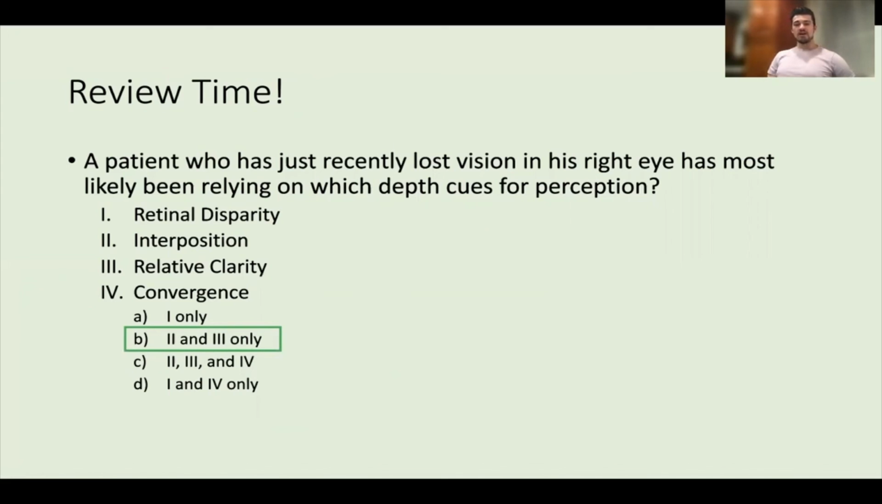One, retinal disparity is a binocular cue. So if a patient loses vision in one of their eyes, they are not going to be able to use binocular cues. They'll have to rely completely on monocular cues for visual perception. So retinal disparity is a binocular cue, and Roman numeral 4, which is convergence, is also a binocular cue. So the only ones that they would be able to use are 2 and 3, interposition or occlusion, and relative clarity. So 2 and 3 would be those monocular cues. So the correct answer would be B.